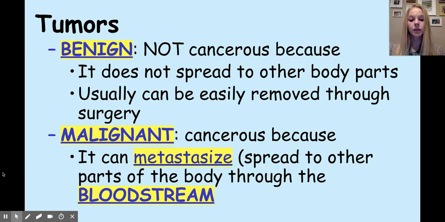Malignant tumors have spread to other parts of the body. This is known as metastasizing. Part of the tumor breaks off and enters the bloodstream, which allows it to travel to other areas and spread the cancer.